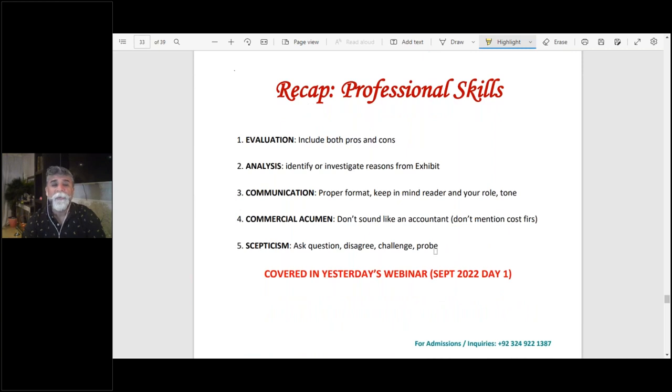On the professional skills, you have to be very, very hands-on. You must know evaluation means you have to include both pros and cons. I discussed this in detail yesterday, remember? Analysis skills, you have to identify or investigate reasons from the exhibit. You have to identify the root causes.